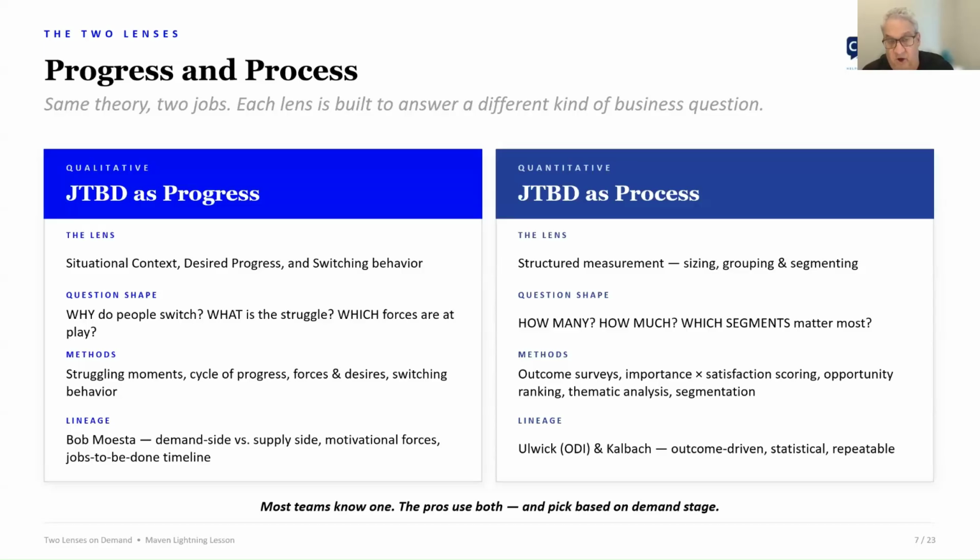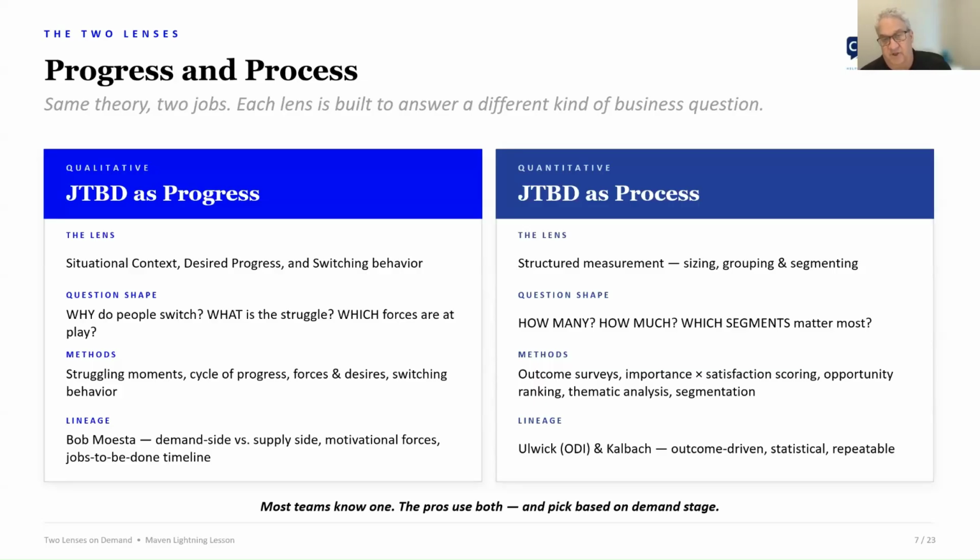And so this particular method of jobs to be done research is along the lineage of Bob Moesta, who informed this new method of thinking about demand side sales versus supply side sales. So not selling your product, but understanding how people buy.